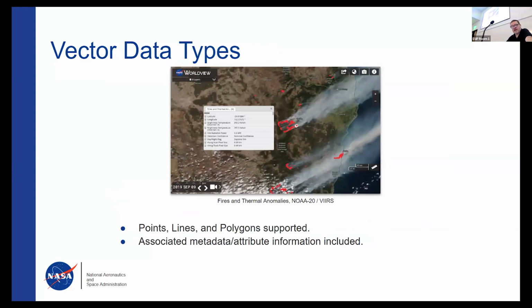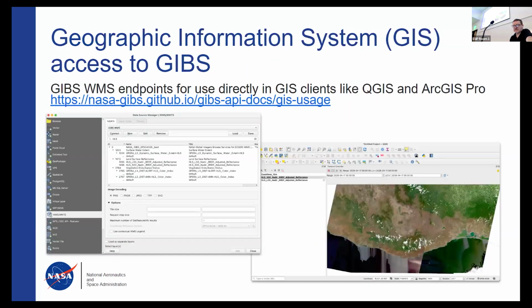And then we have our vector data types, points, lines, and polygons. In this particular example, we're looking at wildfires, but as I'm going to show you later, it's very useful for showing the tracks of airborne campaigns.